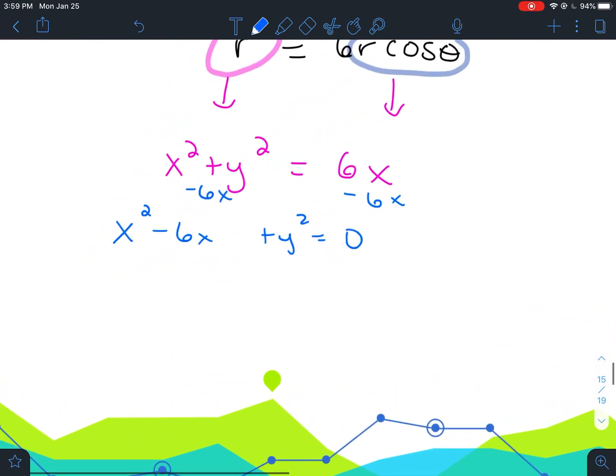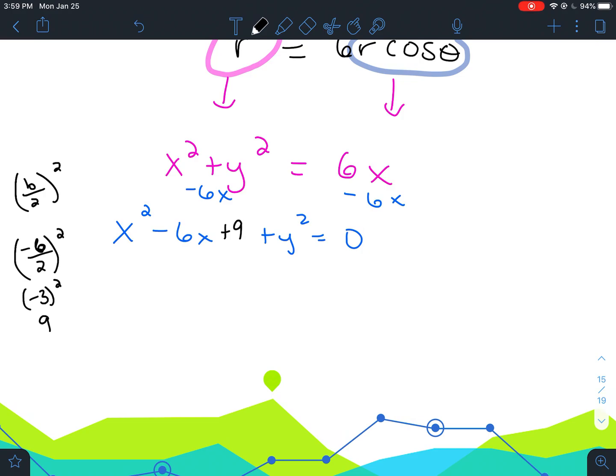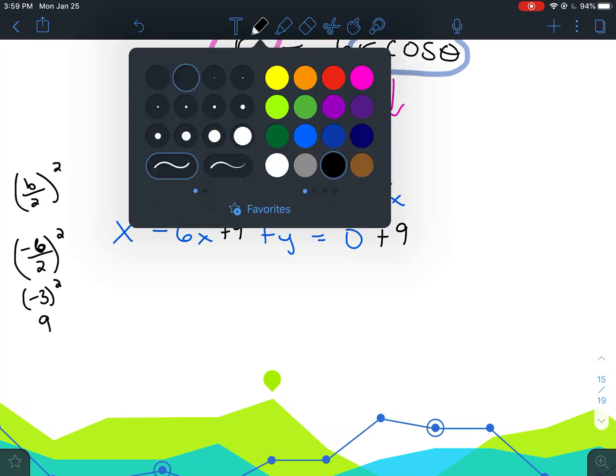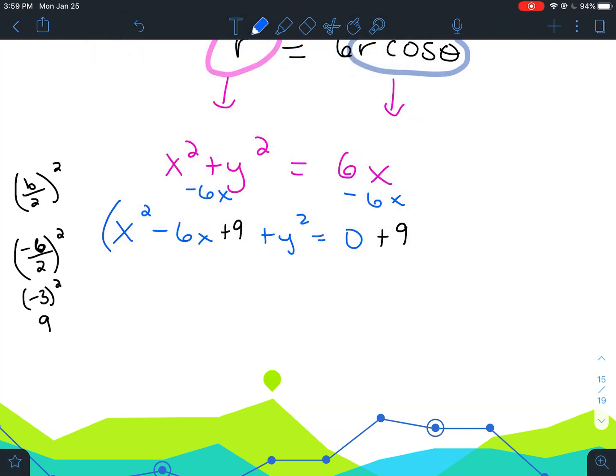And then if you remember, what we did from here is we completed the square for the x term and the y term. To complete the square, you take the b term, divide by 2, and square the answer. So we're going to take negative 6, divide by 2 and square my answer. So negative 3 squared, that's going to be 9. So to complete the square, I'm going to add 9 to the left side. Whatever you do to the left side, do to the right side. So I'm going to add 9 to both sides. And then I factor. X squared minus 6x plus 9 factors into x minus 3 squared. And then we have plus y squared equals 9.